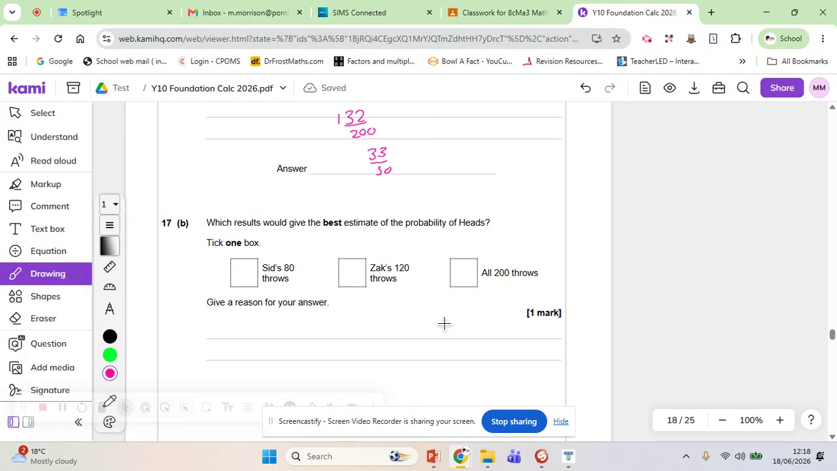Which result would give the best estimate of the probability of heads? Okay, so we always want to do the most amount of throws. So the more trials, the closer we get to actual probability.